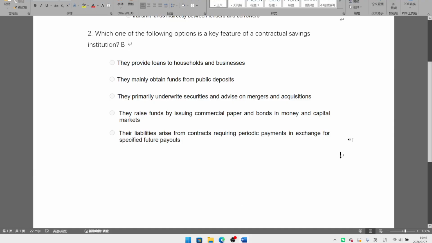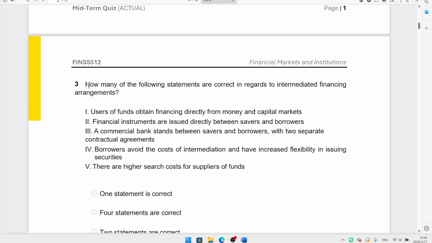The liability arises from contracts requiring periodical payments in exchange for specific future payouts.